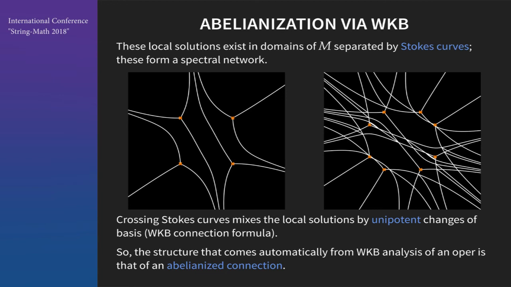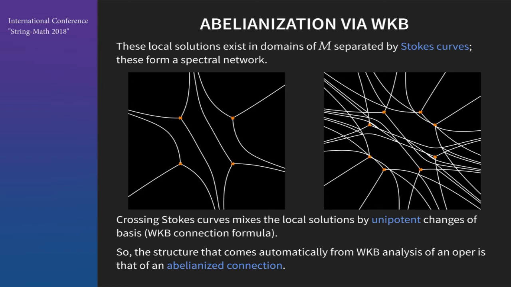Now those local solutions, to actually construct them, you have to do a kind of Borel resummation. And so the result is that those local solutions don't exist everywhere in the manifold. They only exist in some domains of the manifold, separated by these so-called Stokes curves. And these Stokes curves exactly form the structure of a spectral network that I was describing before. When you cross the Stokes curves, there's this WKB connection formula that tells you how the solutions in one domain change from the solutions in another domain. And they change exactly by a unipotent matrix. So it's exactly the structure that we introduced before.